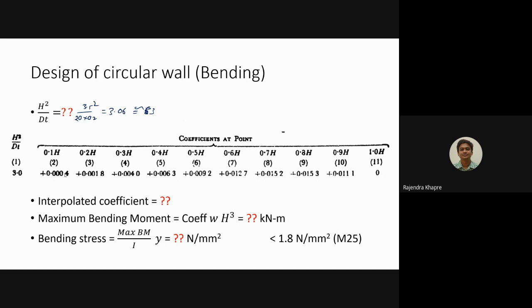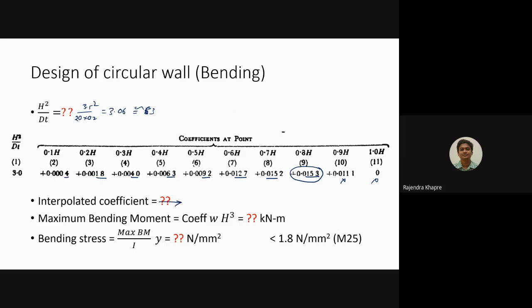Now this is in bending, so we have to see the maximum bending moment. The coefficient is 0.0004, then this has increased, then this has increased, then again increased, and so on, but here it will start decreasing. So the maximum value of the coefficient is 0.0153, which is acting at a distance of 0.8 h. Here again you have to interpolate.